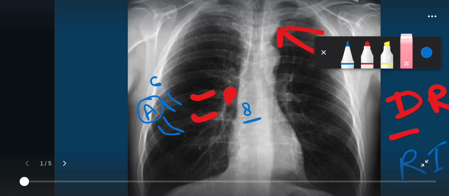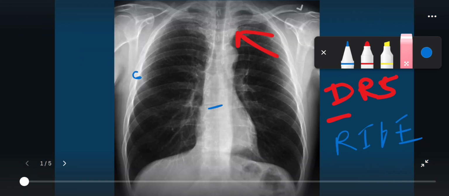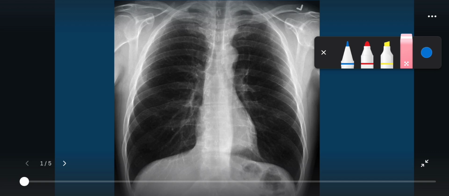I hope you are understanding it very well. P is projection. How to see projection? Either the view is an AP view or a PA view, that is projection. Then again what we have to see is exposure. E is exposure. How to see the exposure now?